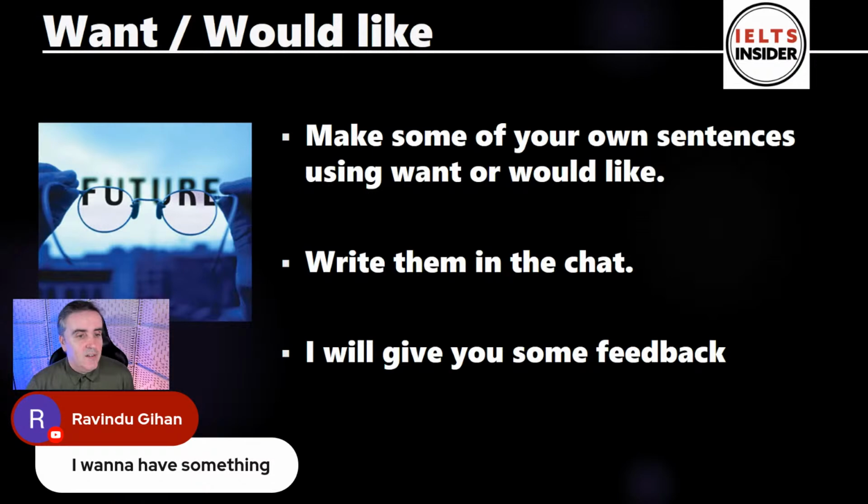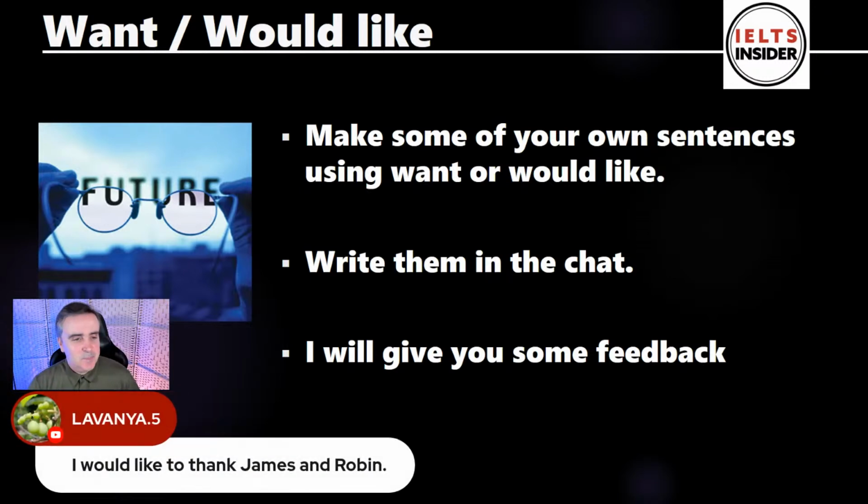So here, this is a common contraction used only in speaking. In writing, we wouldn't use wanna, but it is very commonly used when speaking. So people, rather than saying, I want to have something, they will contract that into I wanna have something. So that's a good example there, Ravindu. Remember, but we don't write it like that.